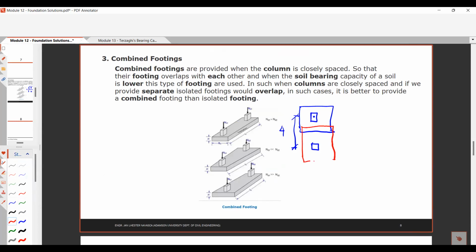Okay, so what can you say about the resulting dimensions of the two separated columns? So they overlap. Therefore, it is much better to provide a combined footing than an isolated footing. So this is a solution when you have closely spaced columns and the required dimensions of the foundation overlap. Okay, they overlap.